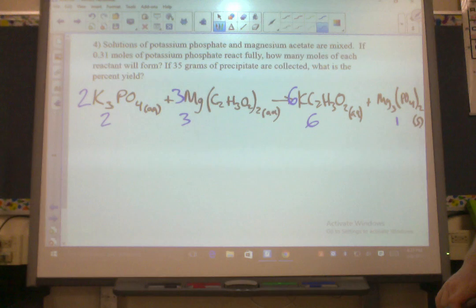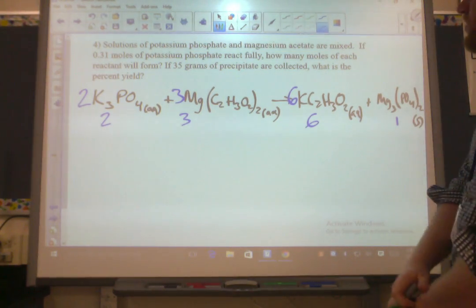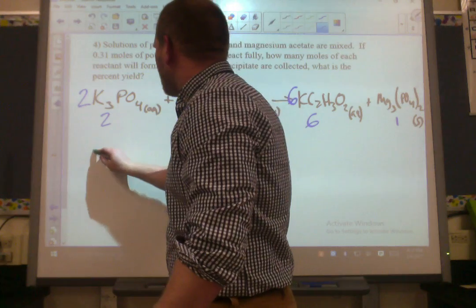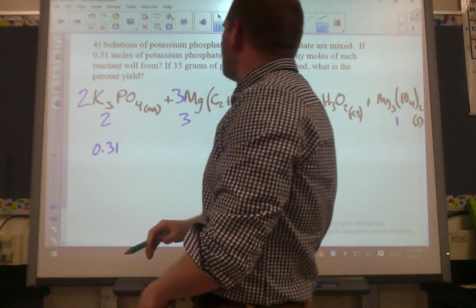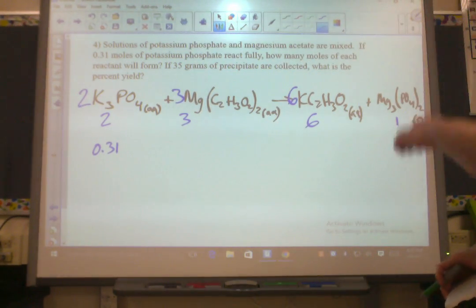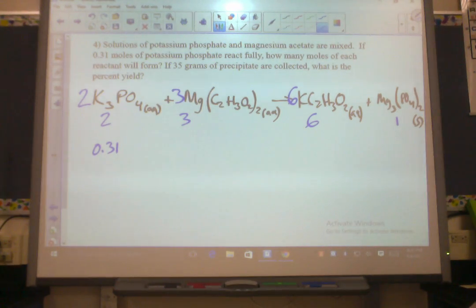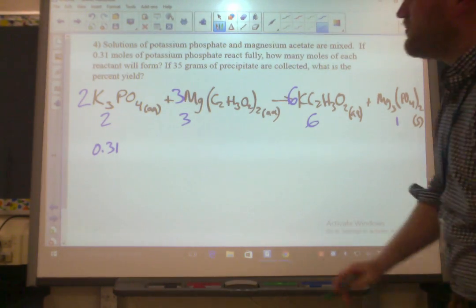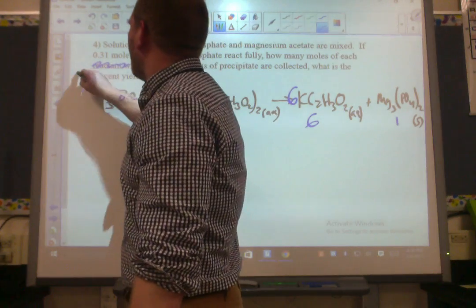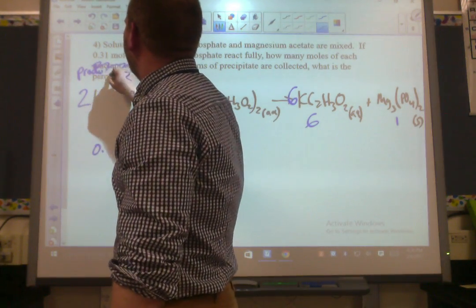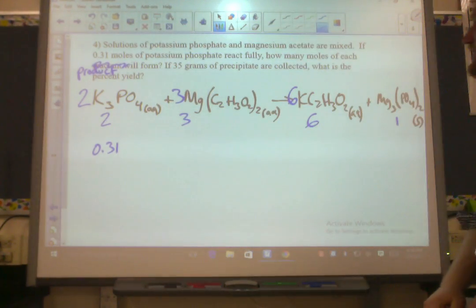All right, let's see what we're asking. If 0.31 moles of potassium, very generous, I offered it in moles, saved you a molar mass calculation. So potassium phosphate is this one, so 0.31 moles of potassium phosphate fully react. How many moles of each reactant, ooh, typo, what should I have said? Product, obviously. How many moles of each product will form? Well, let's work it out.